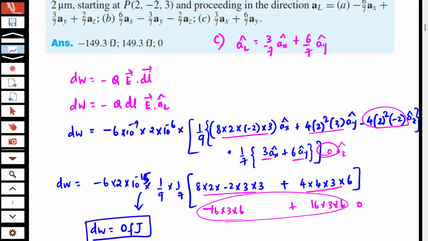So this is how we should proceed for this type of example problem. We will solve more numerical problems in further videos.